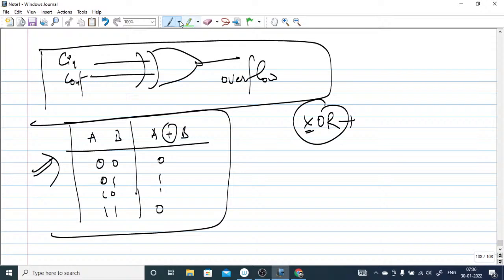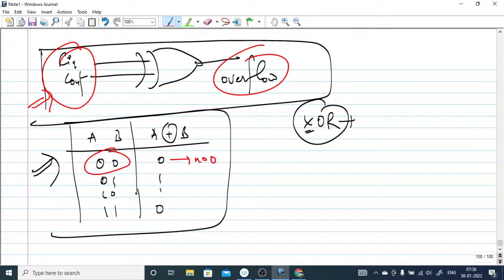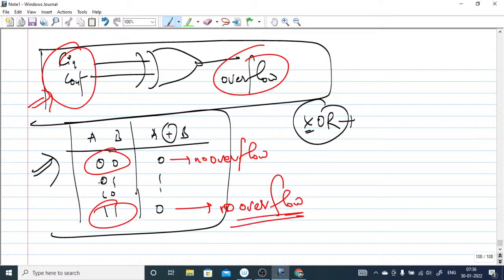So if both are the same, no overflow. If C in and C out are both 0, no overflow. But in the case of 0 1 and 1 0, there will be overflow, so we have to take care of this. This is method 1 through which you can determine whether there will be overflow or not.